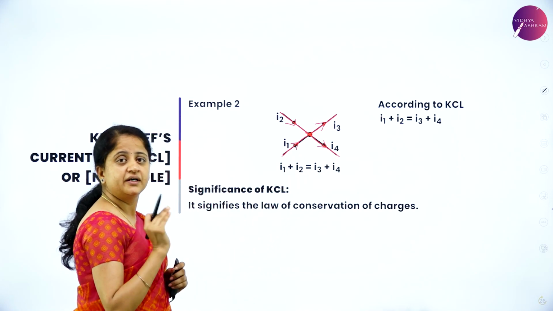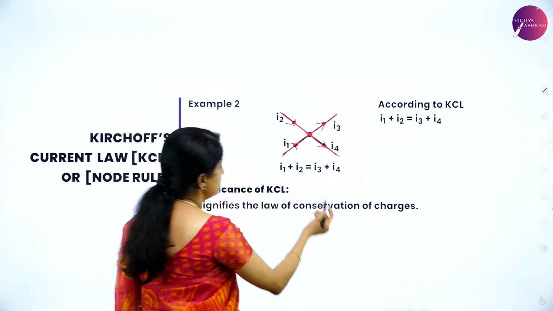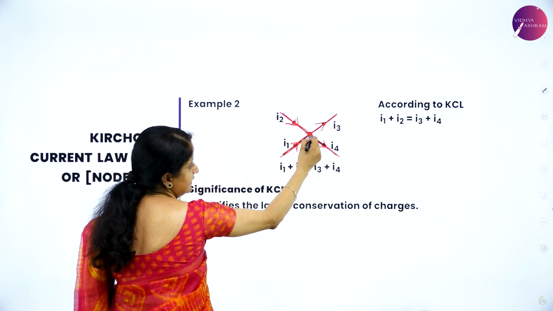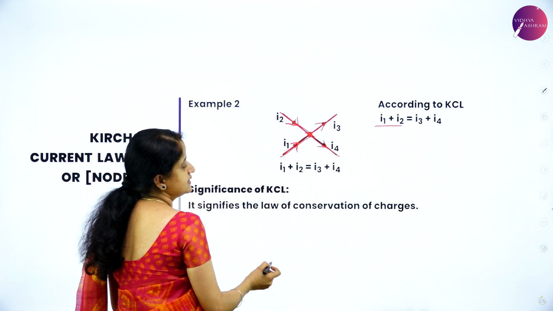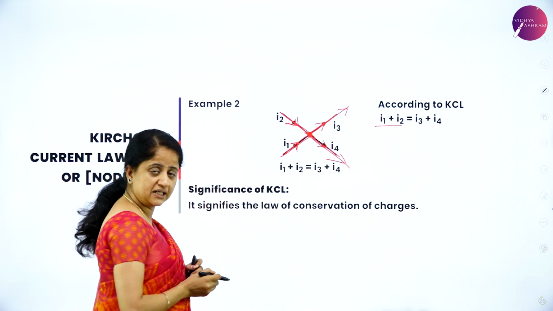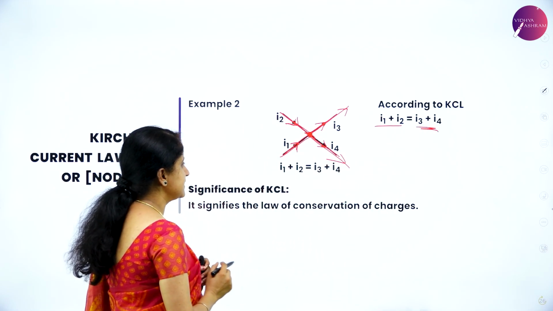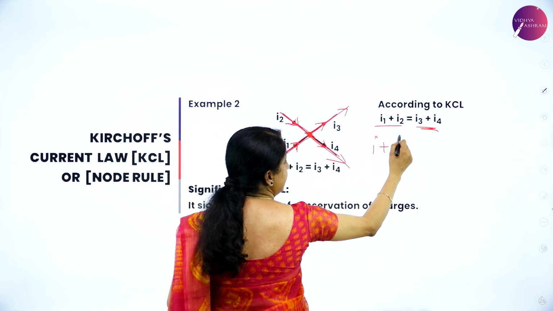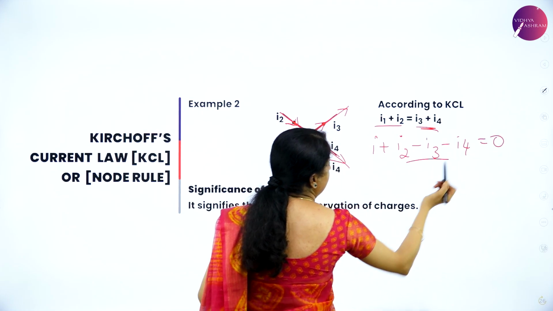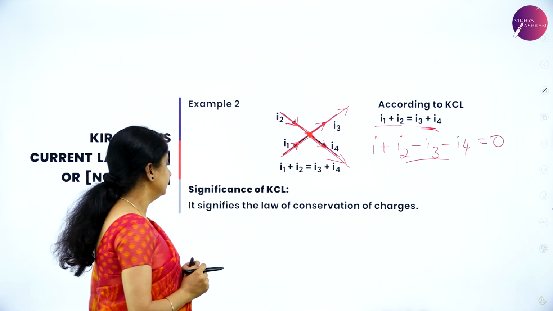Then according to Kirchhoff's current law, the sum of the currents entering the node is equal to the sum of the currents leaving the node. So from this example we can observe I1 is current entering, I2 is again current entering this point. So I1 plus I2 is equal to I3, which is current leaving in this direction, and I4 is also the current leaving the node, that is I3 plus I4. Or we can even write this as I1 plus I2 minus I3 minus I4 is equal to 0. According to the statement, the algebraic sum of currents at a node is equal to 0.